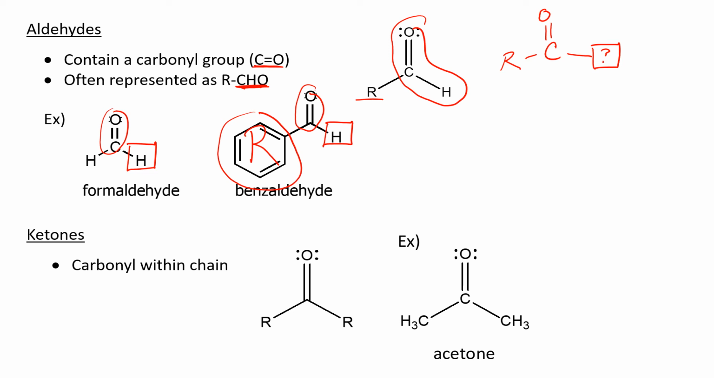A ketone is simply a carbonyl in a carbon chain. So another carbonyl containing functional group, and R is carbon something, right? Do we see the carbon chain? And we have our carbonyl group sandwiched in there.